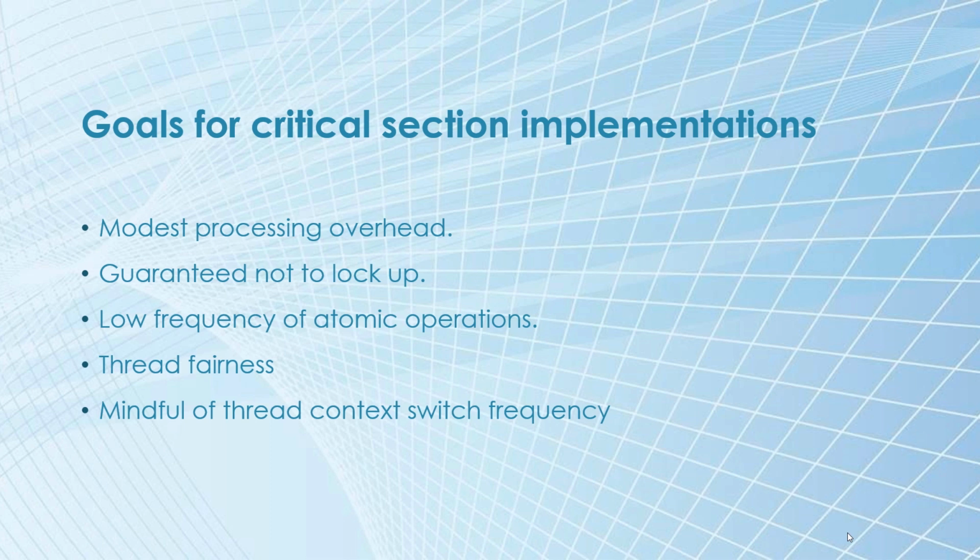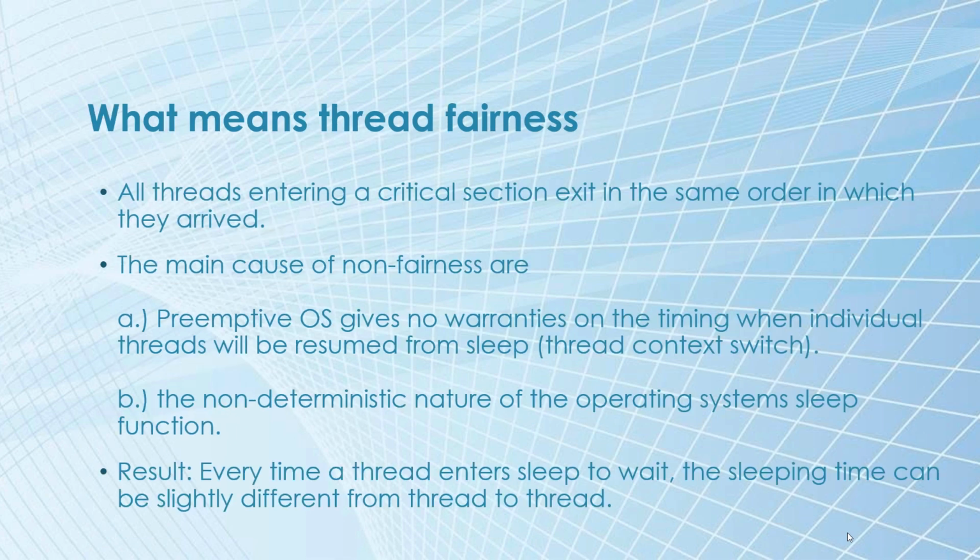The goals for critical section implementations are, of course, modest processing overhead, guaranteed not to lock up, low frequency of atomic operations, thread fairness, and mindful of thread context switch frequency. So what means thread fairness? All threads entering a critical section exit in the same order in which they arrived.